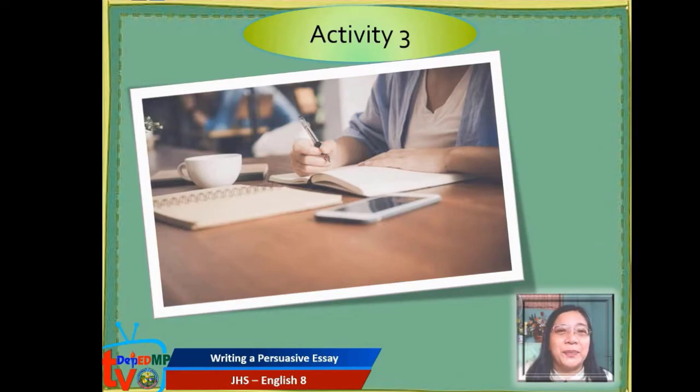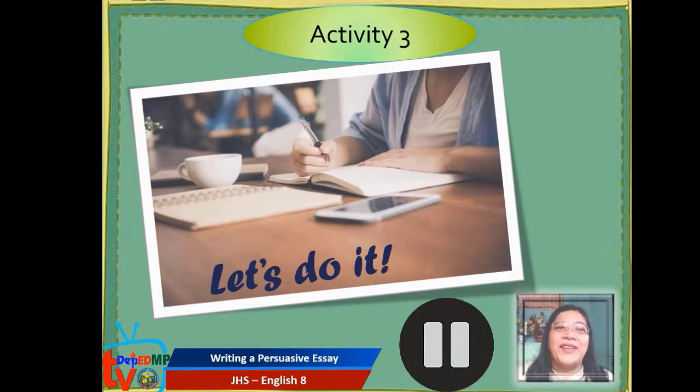Now, for the final output, let us finalize your persuasive essay on a short bond paper by rewriting the different paragraphs you have already written. If you need to do some revising, you may do so. Remember to use transition signals when you revise your work. Underline at least 7 different transition signals that you used to make your essay more effective. Be guided by the rubric included in your activity sheet. Now, stop the video and do this final task.